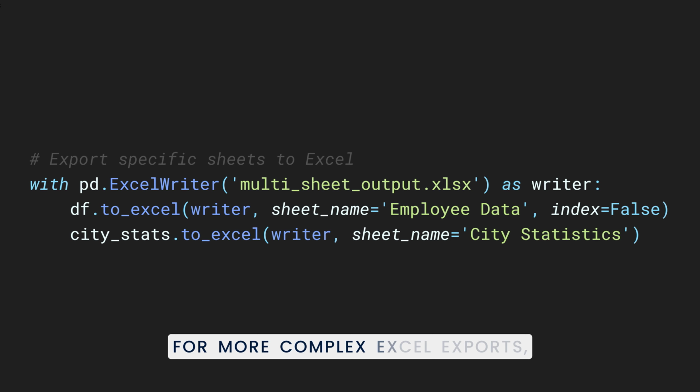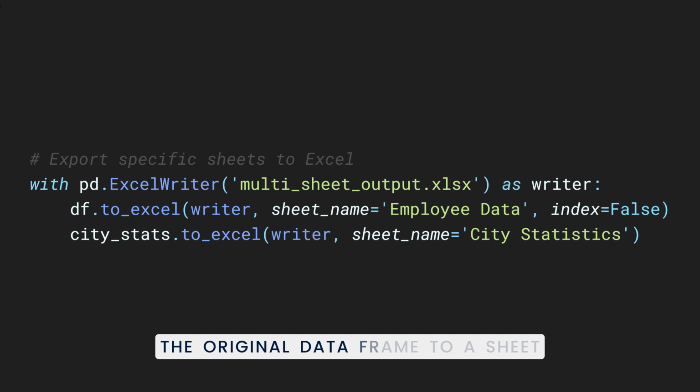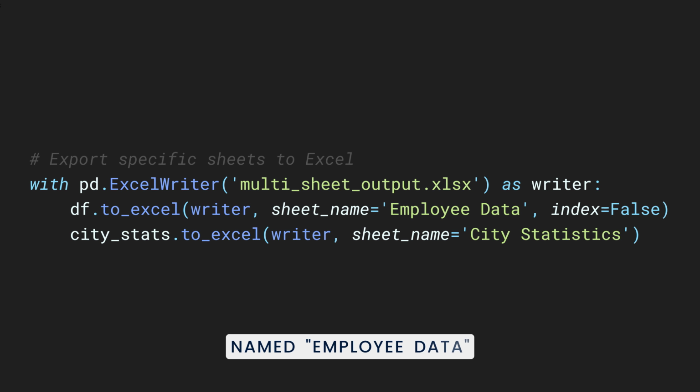For more complex Excel exports, you can use ExcelWriter to create a multi-sheet workbook. This is useful when you have multiple related data frames that you want to store in a single file, each in its own sheet. The with statement ensures that the Excel file is properly closed after writing, even if an error occurs. Inside the block, we export the original data frame to a sheet named Employee Data and the city statistics to another sheet named City Statistics.